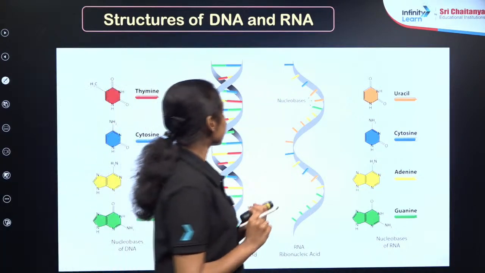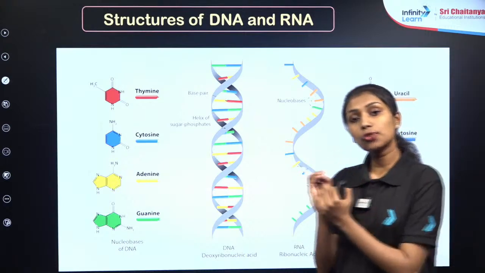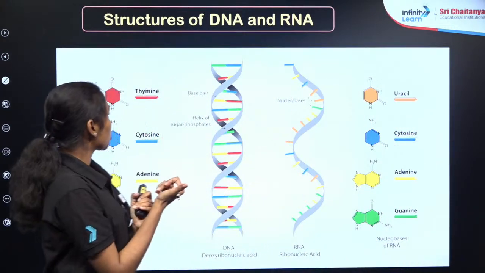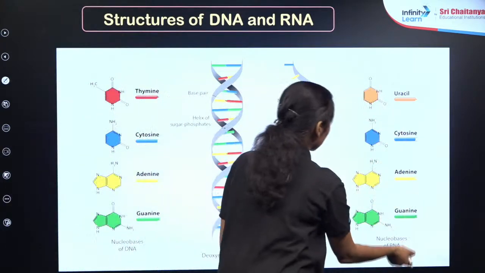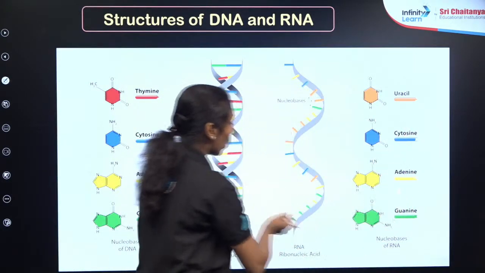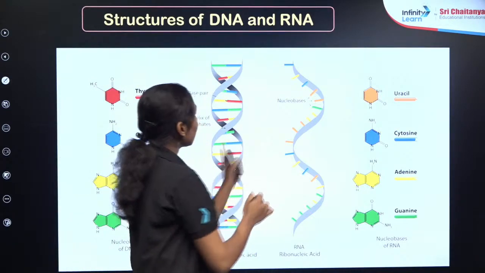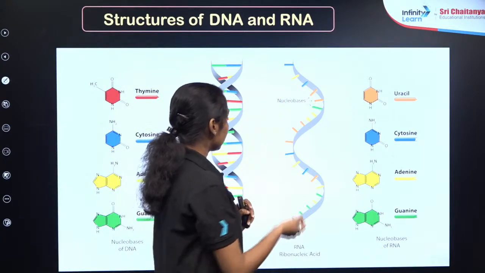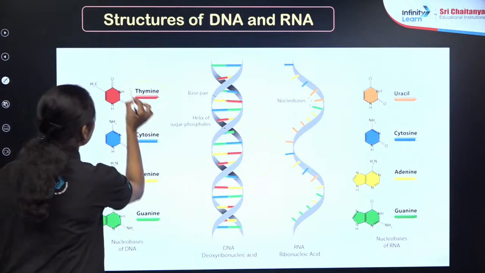Now let us talk about the structure of RNA. RNA means ribonucleic acid, right? So in the case of ribonucleic acid, or RNA, the sugar present is ribose sugar, right? Ribose sugar. In between, 4 nitrogen bases are present: uracil, cytosine, adenine and guanine. While observing this structure, you can see that in the case of RNA, it is a single helical structure, right? Single stranded structure. Then the difference between DNA and RNA is the difference in the nitrogen base, right?